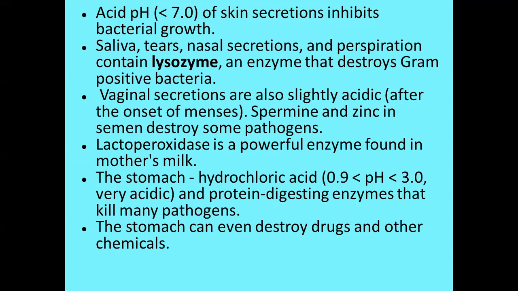And of course, vaginal secretions are also slightly acidic, especially during the onset of menses. That is the time period when infection is most common, but because of the acidic pH, no infection happens. And in males, spermine and zinc in the semen also destroy pathogens. The sperms don't get infected with pathogens. It's a natural protecting mechanism.